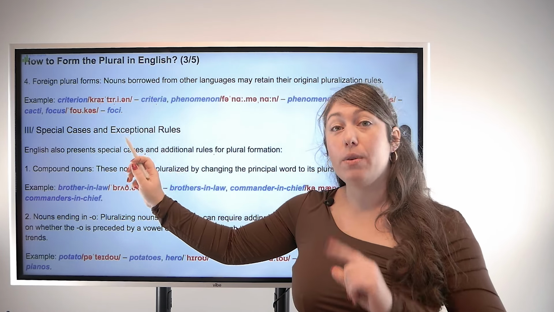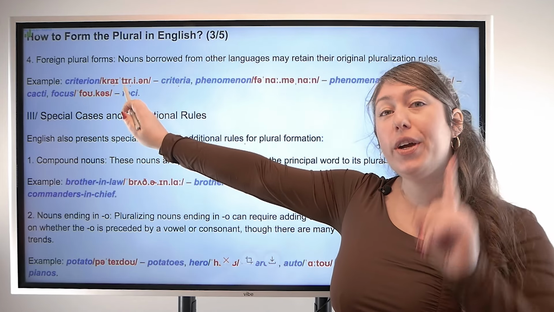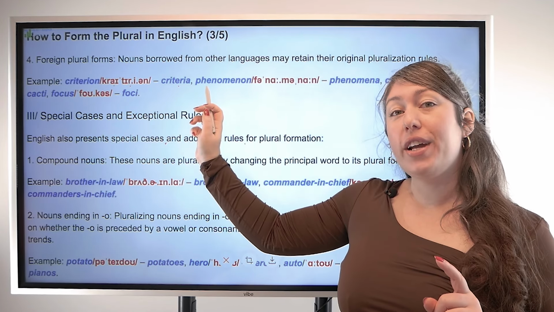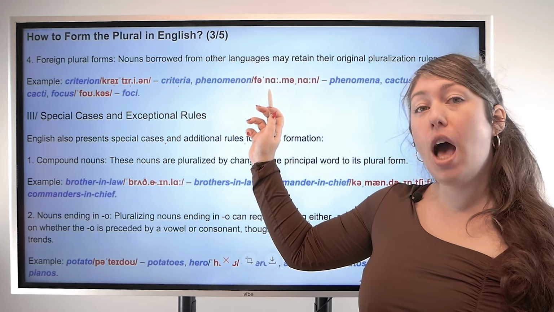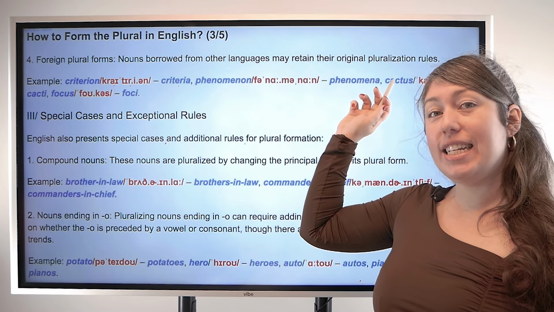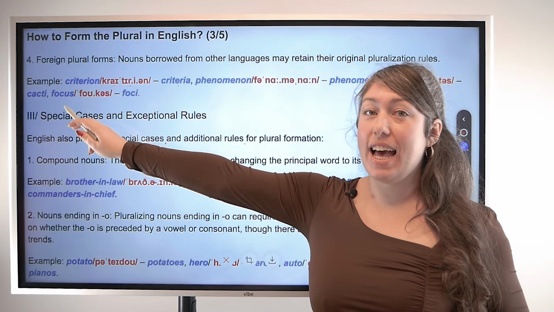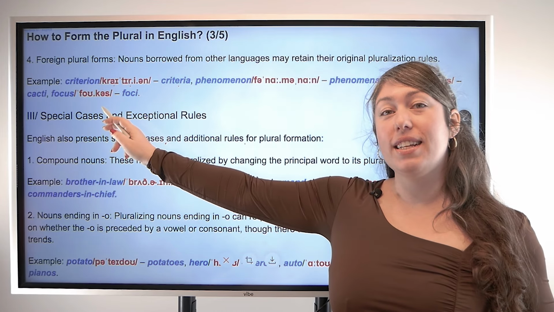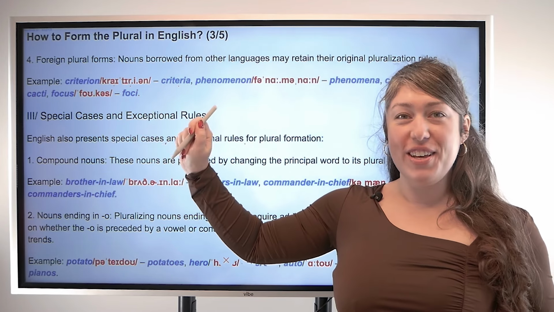And let's do our pronunciation once again. Criterion, criteria, phenomenon, phenomena, cactus, cacti, focus, foci. Good.